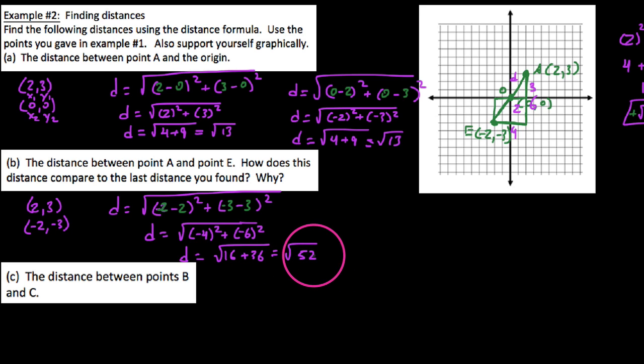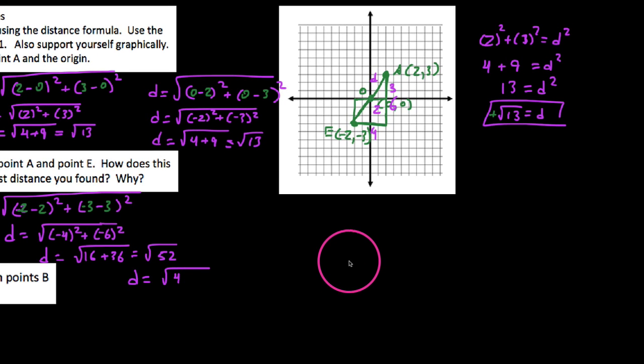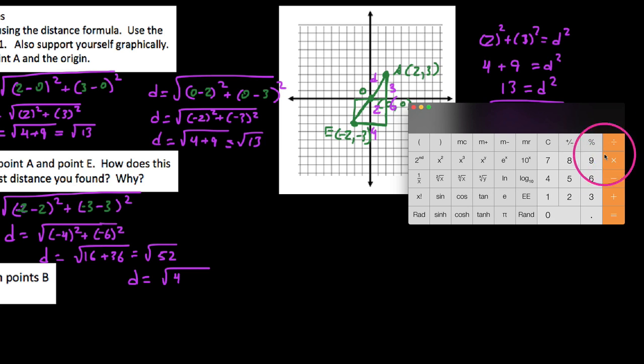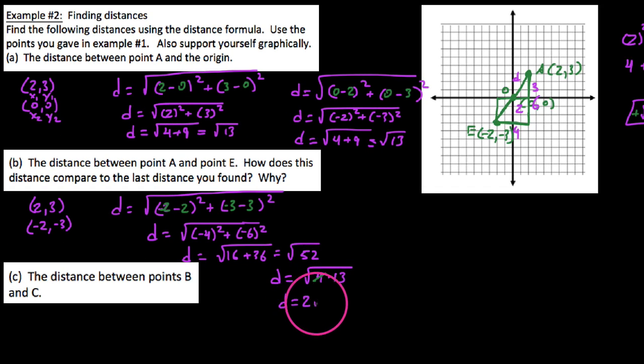Now one thing I want to say about this, and you may not recognize this right off the bat, is that there is a perfect square that goes into 52. Let's see, 52 divided by 4, is that it? 4 times 13. And so what this means is that we can extract this square here, and we could say that this is 2 root 13. But one thing I want to point out is that this distance, as you might have hypothesized, is twice as far away as A was from the origin. We can see that 1 root 13 is half as big as 2 root 13.